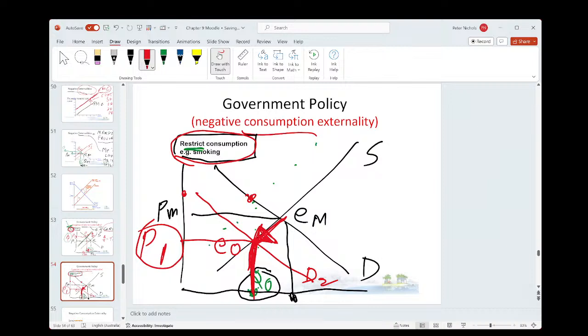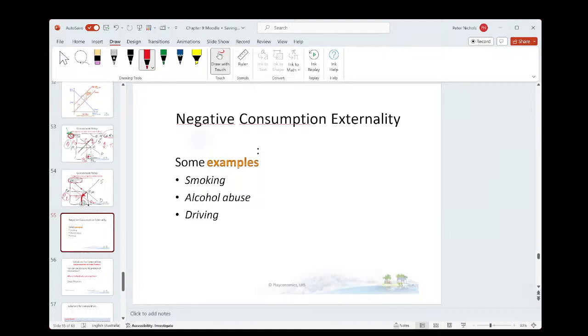All right, so products with negative consumption externalities: smoking, alcohol abuse, bad driving. The way that we address all these, of course, is we have tax, and we have restrictions.